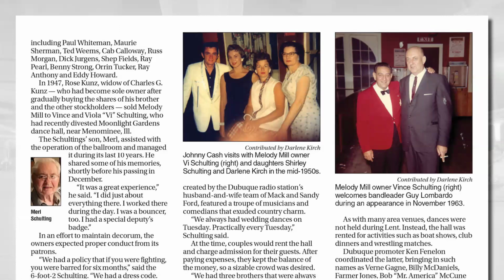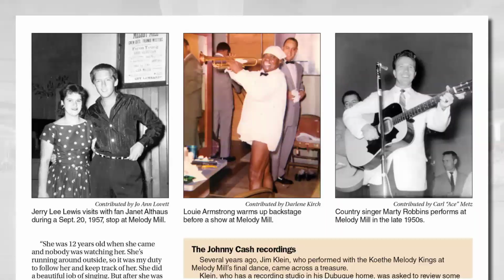And I'll scooch ahead here to the next page. I've enlarged these photos too. Left, we've got Jerry Lee Lewis with a fan. And I think it's kind of neat in this photo, you can see the banner behind him promoting some of the future appearances. In the middle, Louis Armstrong caught with his pants down backstage. And at right, country singer Marty Robbins performing there in the 50s.